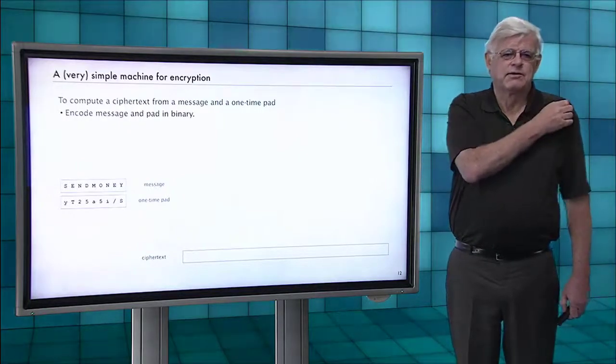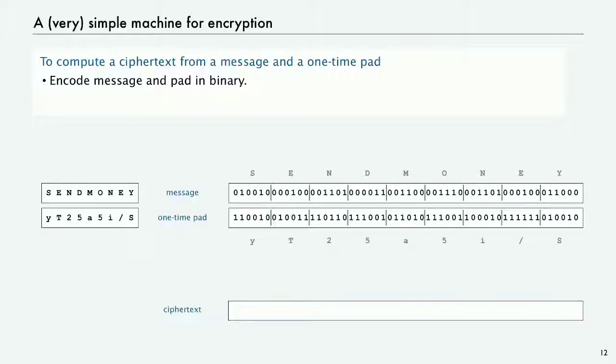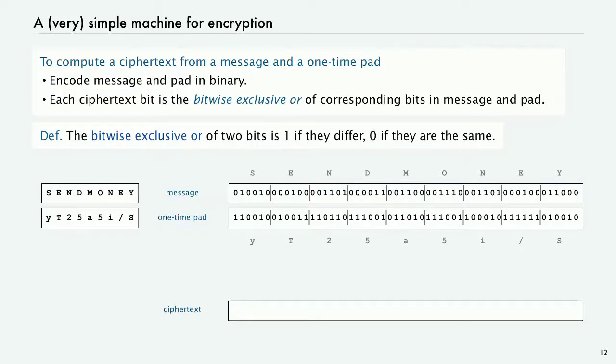So what we're going to do is, again, encode the message and the pad in binary. And now we're going to have a very simple machine that proceeds through these sequences of bits, 1 bit at a time, taking 2 bits as input and producing 1 bit as output. And the function that it's going to use to do that computation is called the bitwise exclusive OR. Exclusive OR of 2 bits is 1 if the bits are different and 0 if the bits are the same. So let's watch our machine. The first bit is 0 in the message and 1 in the pad. Those are different, so the result, exclusive OR, is 1.